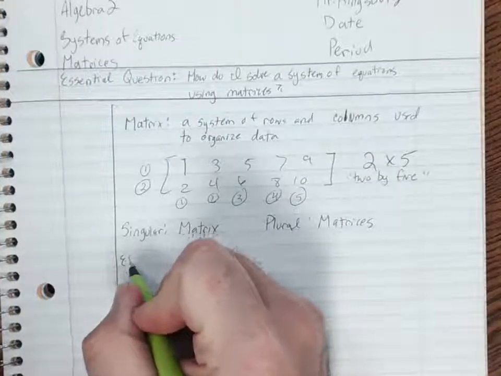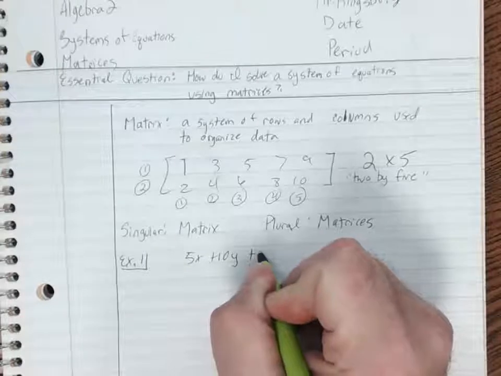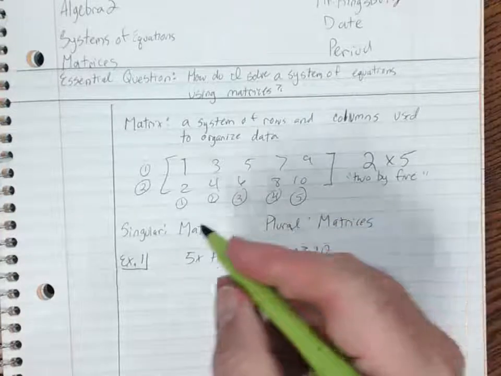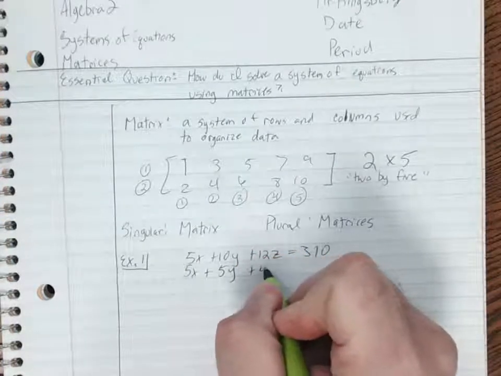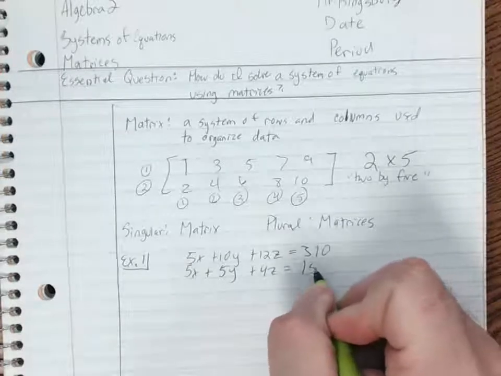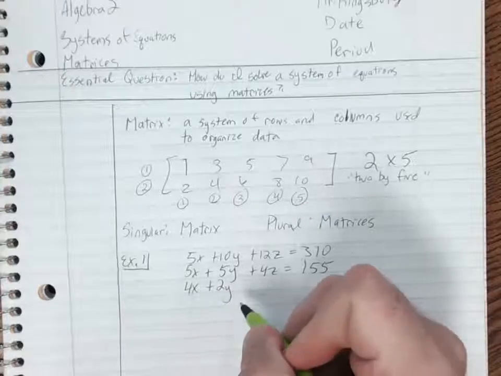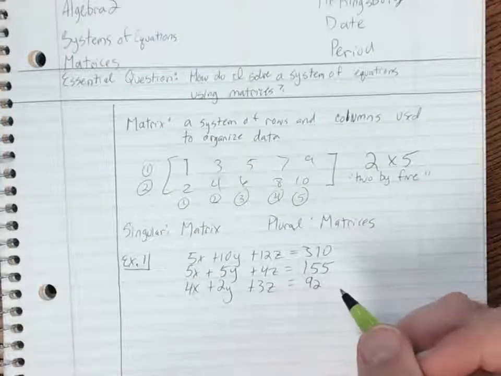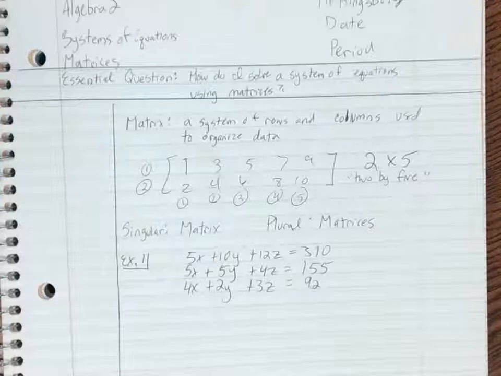So let me just give you an example here. Let's say I give you the system 5x plus 10y plus 12z equals 310. And the next equation will be 5x plus 5y plus 4z equals 155. And then lastly, 4x plus 2y plus 3z equals 92. So this is our system, and it looks a little daunting, I know, but I promise you it'll be okay. What we're going to do is set up the augmented matrix from this, which is a lot easier than you think, and then I'm going to show you how to put it in the calculator.